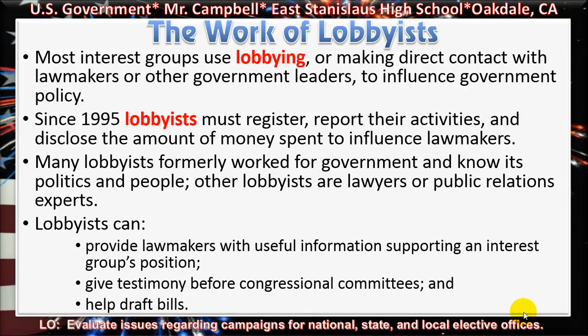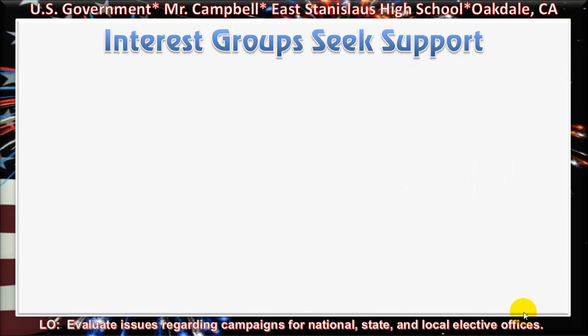Lobbyists can provide lawmakers with useful information supporting an interest group's position. They can give testimony before congressional committees, and they can even help draft bills. Interest groups seek support.